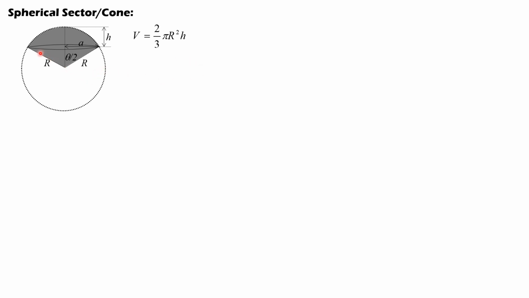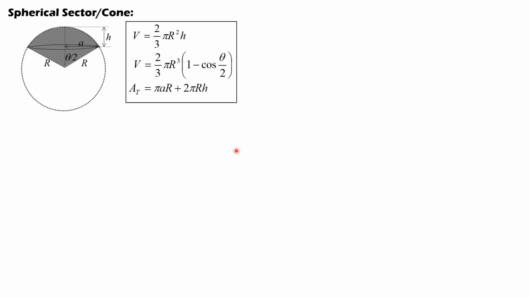Then the total surface area consists of the lateral area of the cone plus the zone area. The lateral area of the cone, if you can recall, is pi times the radius of the base of the cone, which is a here, times the slant height, which is the radius of the sphere, so pi a r, plus the zone area 2 pi r h. The volume is also 2/3 pi r cubed times the quantity 1 minus cosine theta over 2, after we replace h by r times the quantity 1 minus cosine theta over 2 from the figure. The total surface area is pi a r plus 2 pi r h. So those are the volume and surface area formulas for the spherical sector or spherical cone.